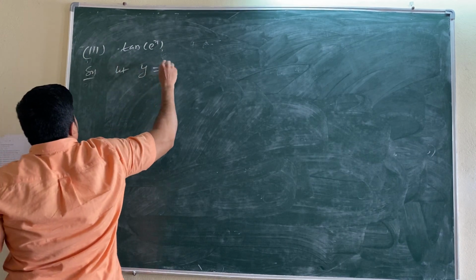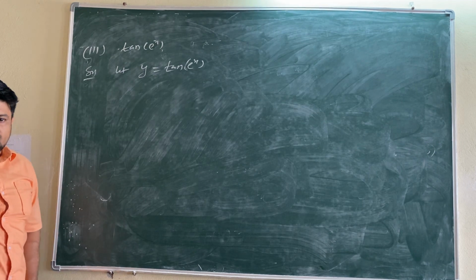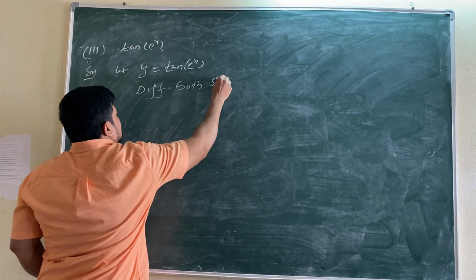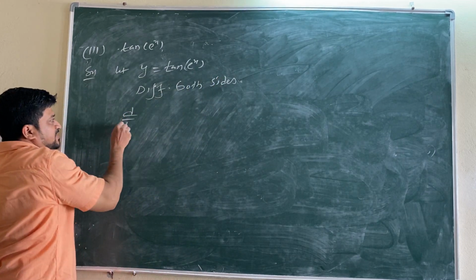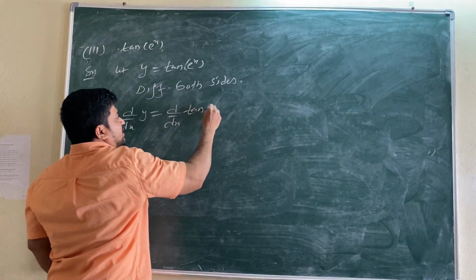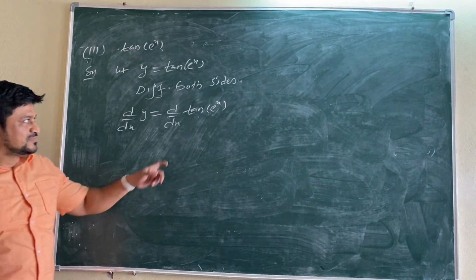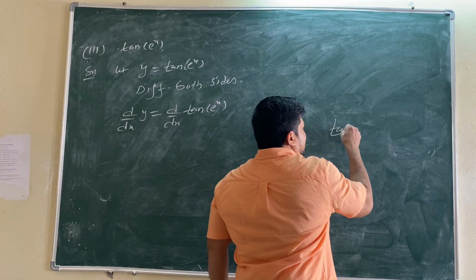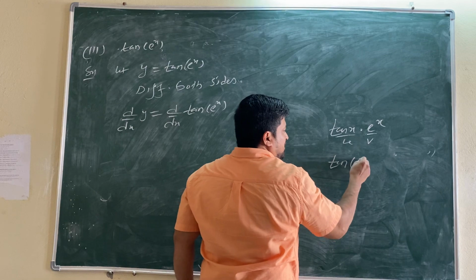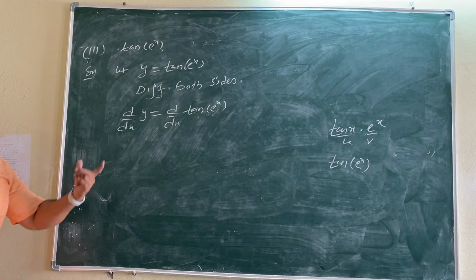Let y equals to tan e power x. Now what do we have to do? Same thing. Both sides with respect to x, d by dx of y, d by dx of tan of e power x. Uniform or single term? Single term. See, tan x and e power x means this is uniform. Tan of e power x means tan x is e power x as it is. So that is not uniform, single term.